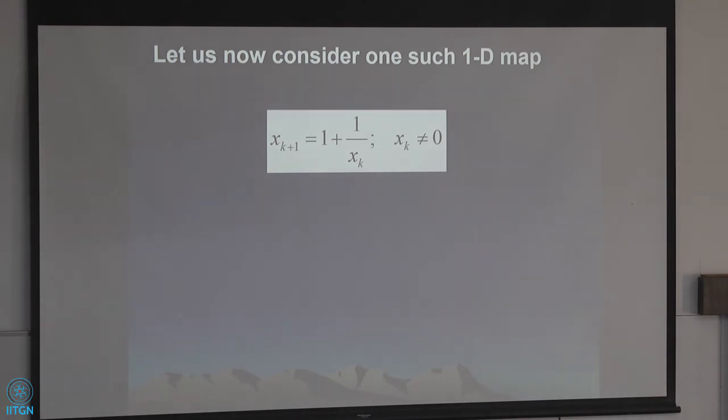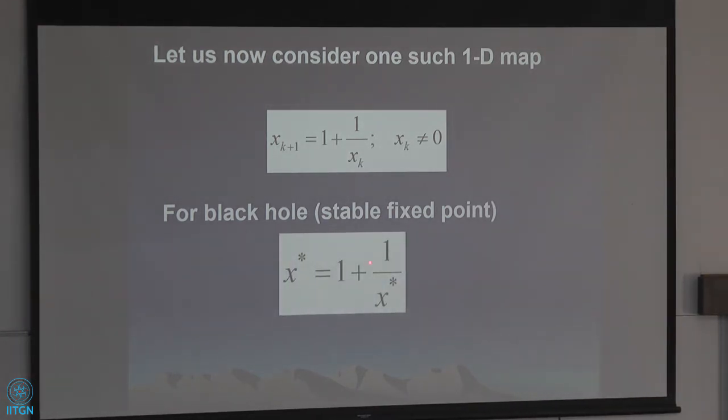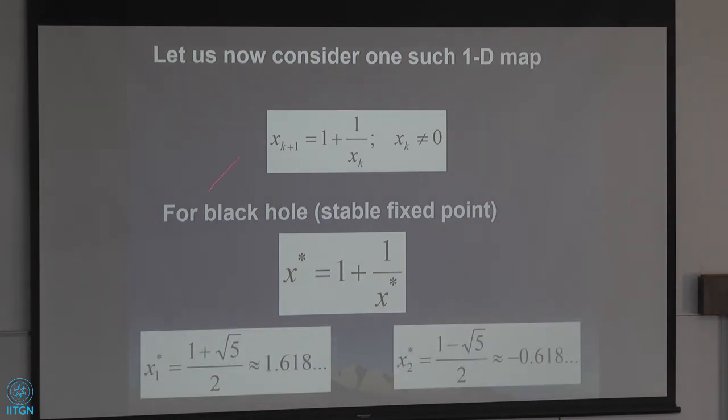So, what is the fixed point? Fixed point means if I start with x star, I get back x star, then x star is the fixed point. So, for a black hole or stable fixed point, x star is 1 plus 1 upon x star. This is a simple quadratic equation for x star. I can solve for x star. I get (1 plus root 5)/2 and (1 minus root 5)/2, the plus and this minus.